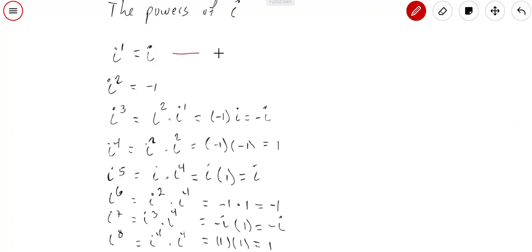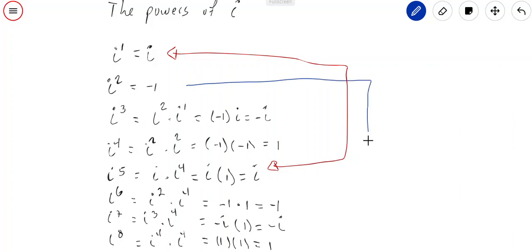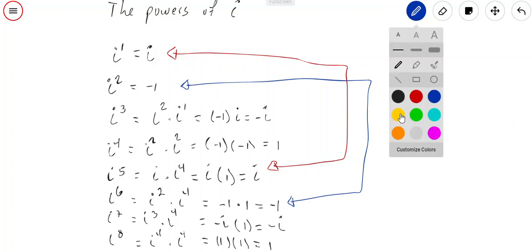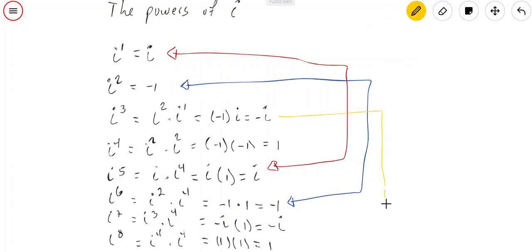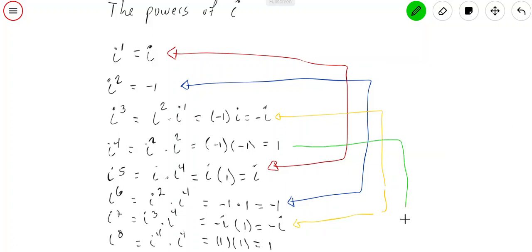And now I want to show you something. i to the 1 corresponds exactly with i to the fifth power. i to the second corresponds with i to the sixth power. i to the third corresponds with i to the seventh power. So they have the same values present. i to the fourth power corresponds with i to the eighth power here.